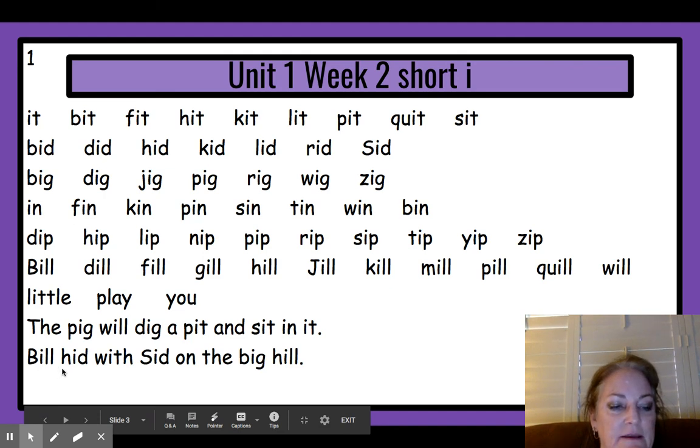Bill hid. With Sid. On the big hill. Bill hid. With Sid. On the big hill. A little faster. Bill hid with Sid on the big hill. Last time. Make it count. Bill hid with Sid on the big hill. Excellent. All right.